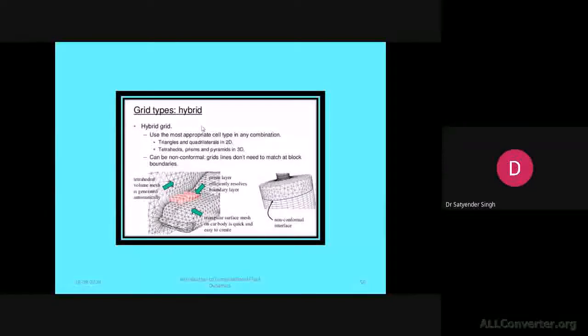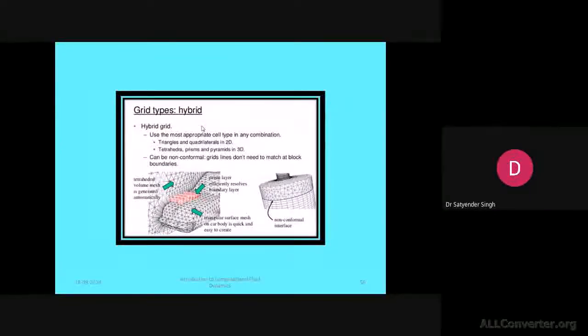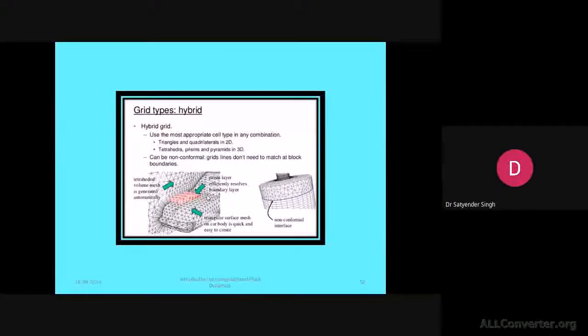Another important term here is hybrid. Hybridization is also created during meshing, when we have to create grids for complex geometries. For example, for a fluid flow problem, let's say you want to check the aerodynamics, then over the body we can create the structured grid. After that, we can allow the tetrahedrons to form. So when two or more different types of grids are being used, we call it a hybrid grid.